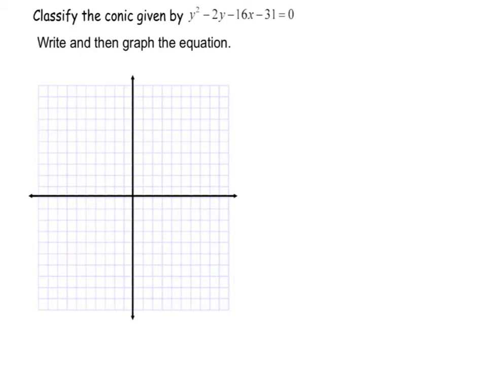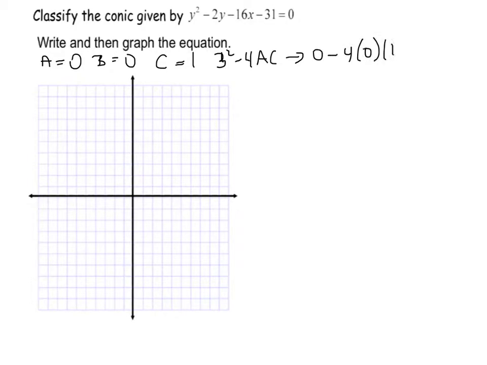This conic section we classify to be a parabola, and I'm going to quickly do it again. A equals 0, B equals 0, which is always 0, and C equals 1. So B squared minus 4AC will be 0 minus 4 times 0 times 1, which will give me 0. So I know that this is a parabola. I also know that this parabola will either open left or right because y is being squared.